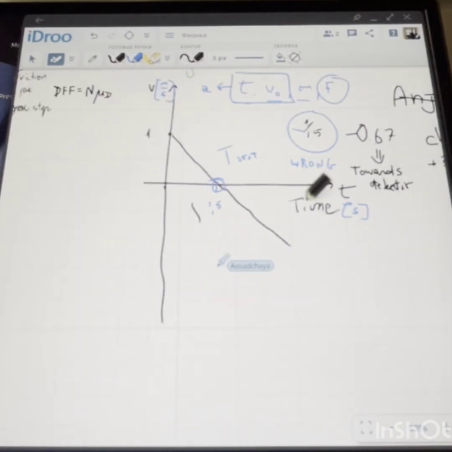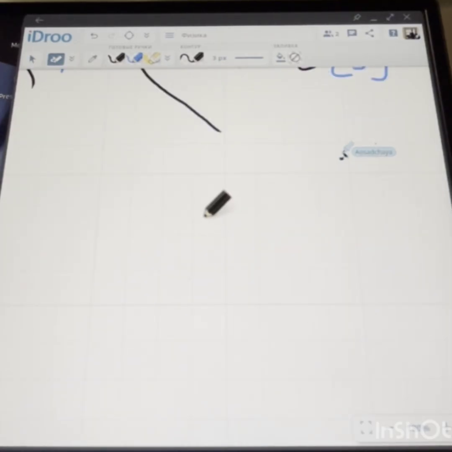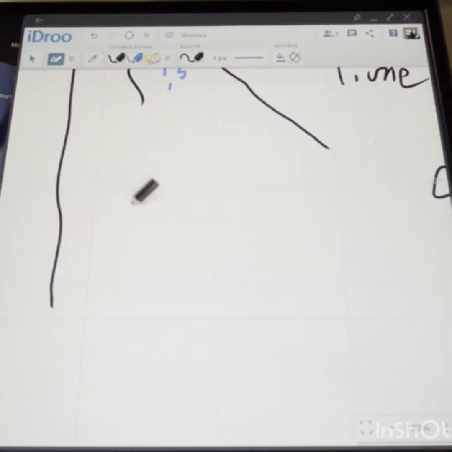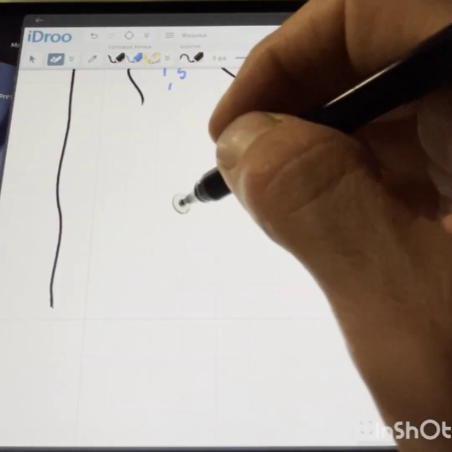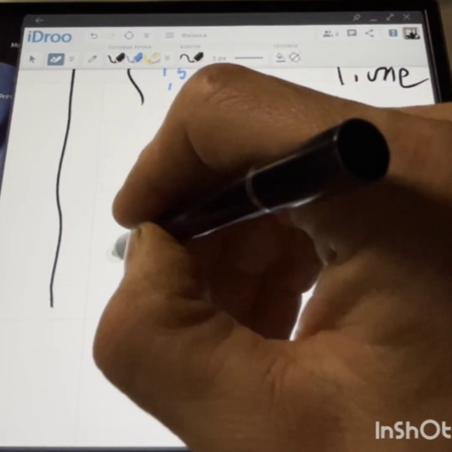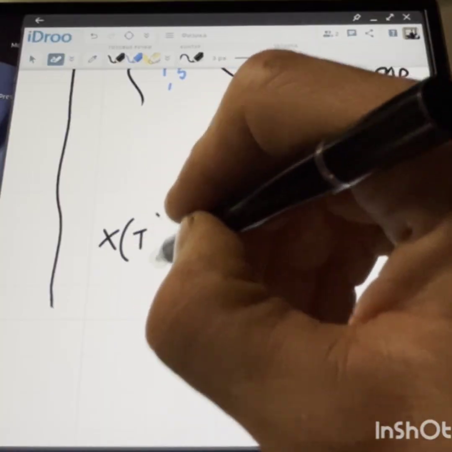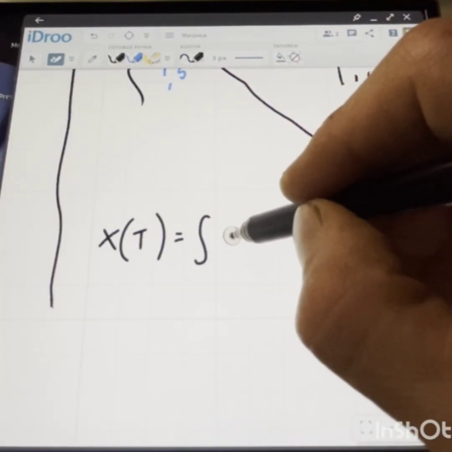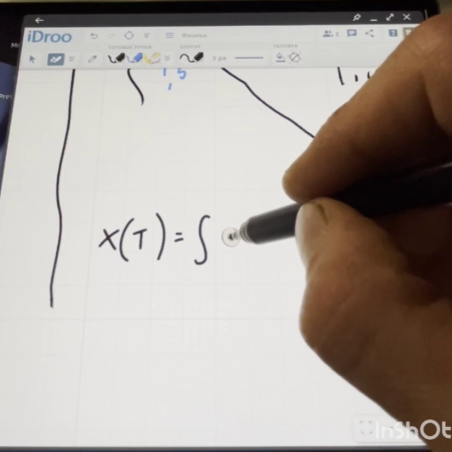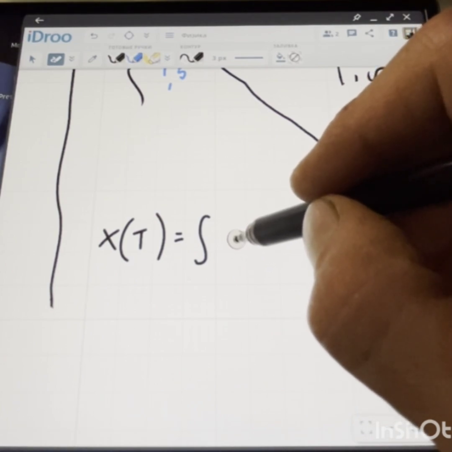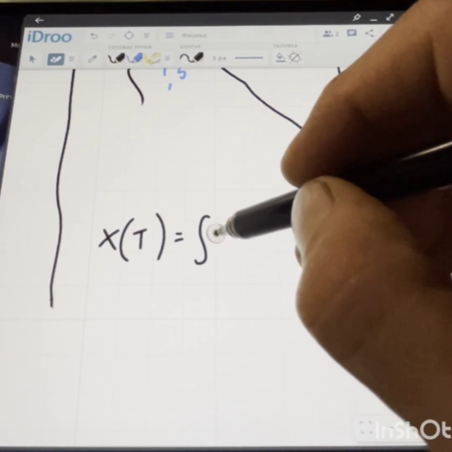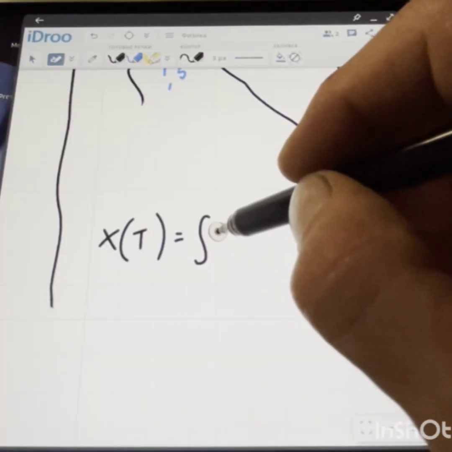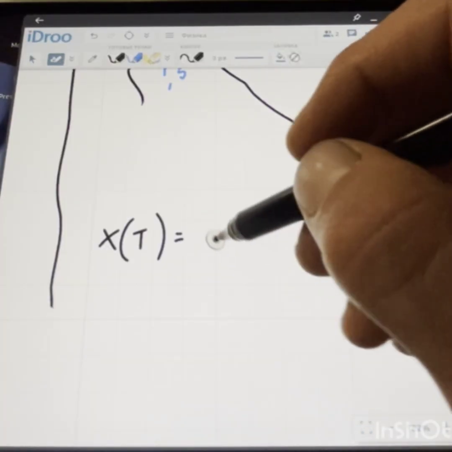Yeah, so it's 1.5. Shall we look for a more formal way of doing it? x of t is the integral. I don't know anything about integrals. Yet. Okay. Doesn't matter. No integral.